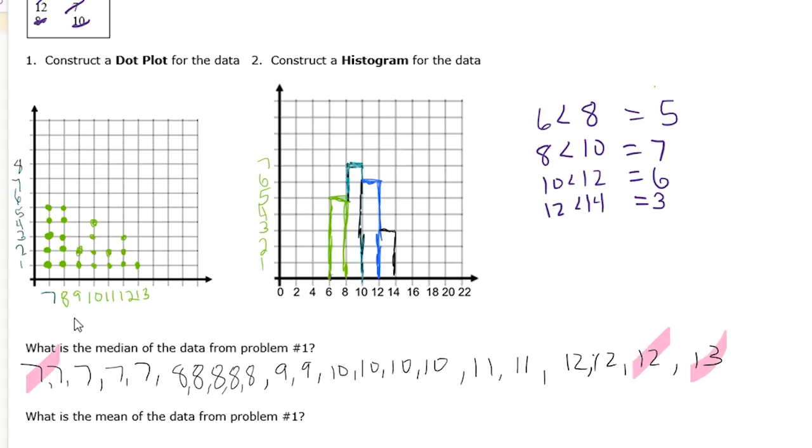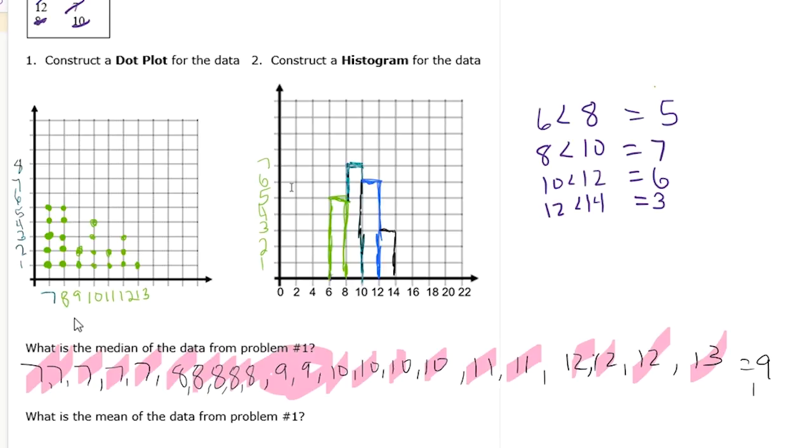And now we're just going to find it. So counting off, so forth, and so on. Crossing them off as I go. Trying not to go too fast. Don't want to make any mistakes. So it looks like 9 and 9. So our median is 9.